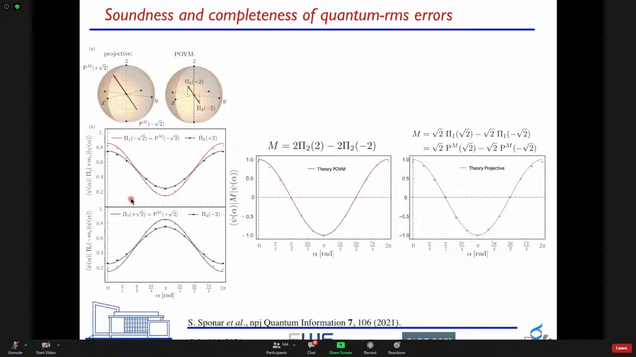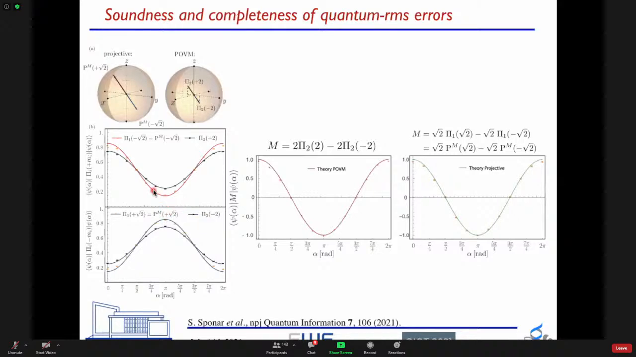So what is different are the individual measurements. Here we compare the experimental results of the projective measurement in red, and here the POVM measurement in green, and the same for minus: the projective measurement for the eigenvalue square root 2 and the POVM for minus 2.